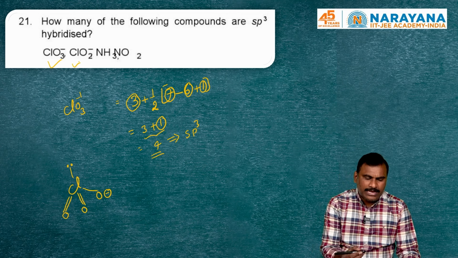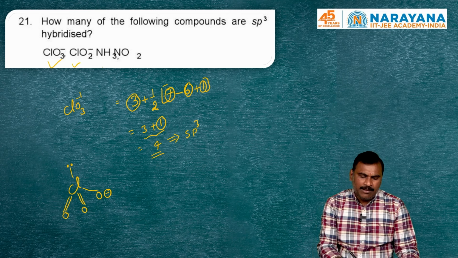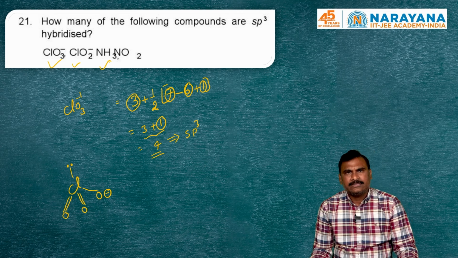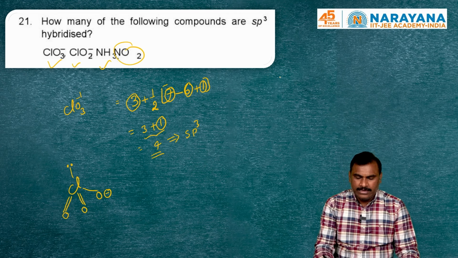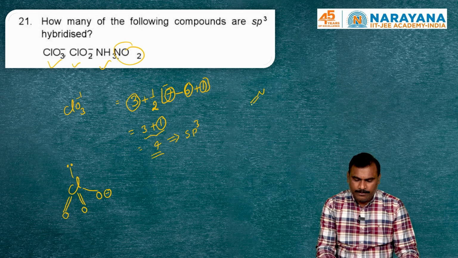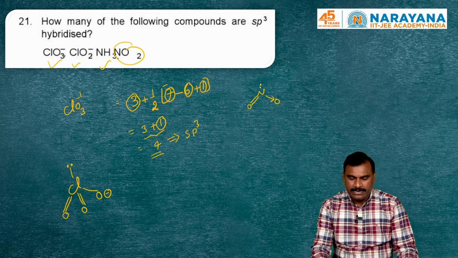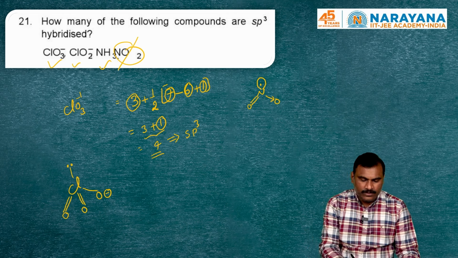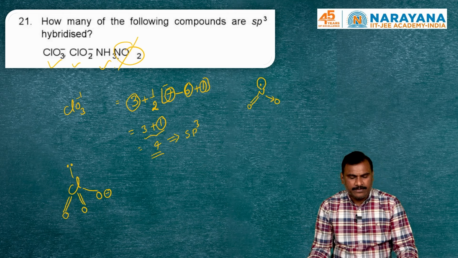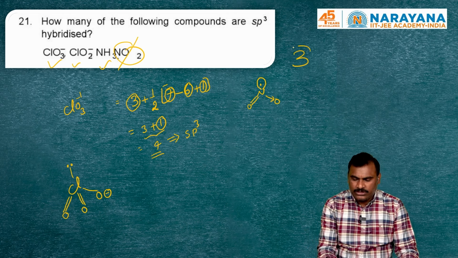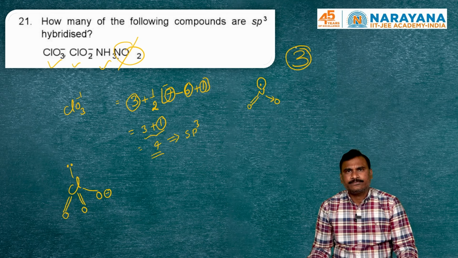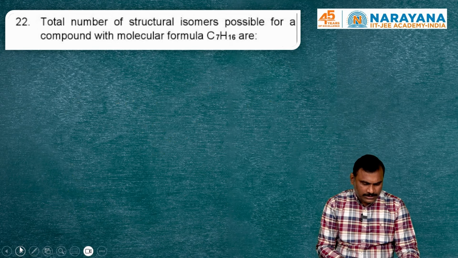Likewise ClO2 is also sp3 hybridized. Ammonia is also sp3 hybridized, but NO2 is bent shaped with an unpaired electron. Therefore, it is not sp3 hybridized. Therefore, for the given question, the answer should be 3. Now let us go for the next question.